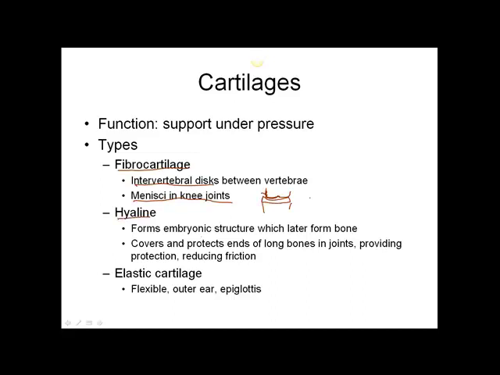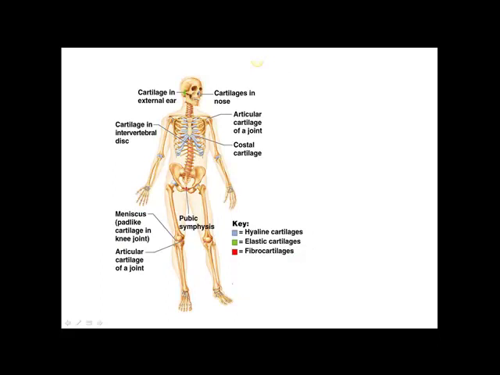Then we have hyaline cartilage. And this of course forms your embryonic bone structure, and it covers and protects the ends of the long bones in the joints. Okay? So it's basically in joints, or joint surfaces. Then elastic cartilage, this is the fun one. This is very flexible, and if you just flap your ears, you'll find the elastic cartilage. And then your epiglottis, that covers your windpipe when you swallow. It's a great little visual to see where these cartilages are.